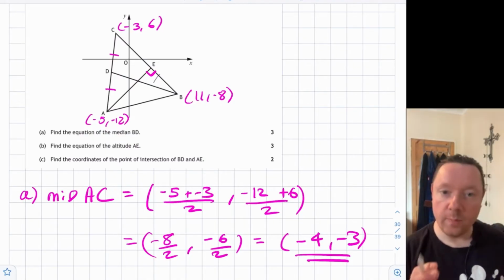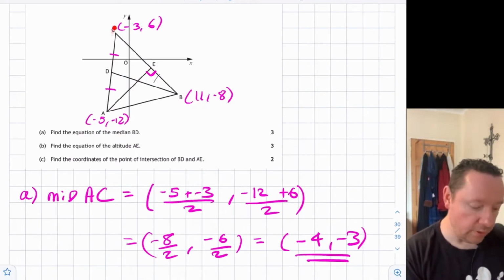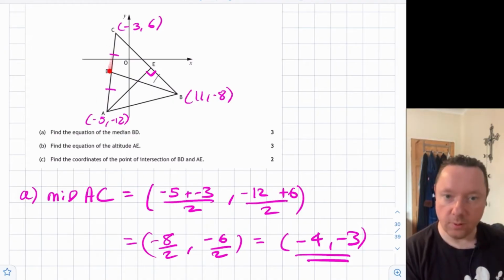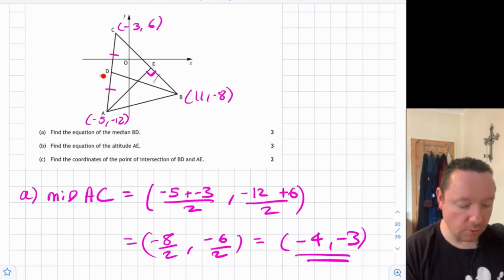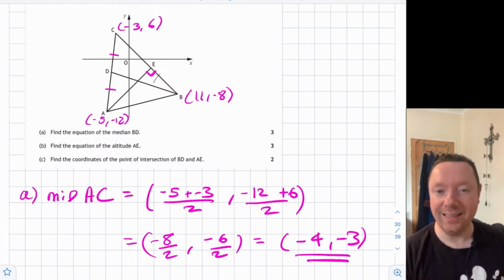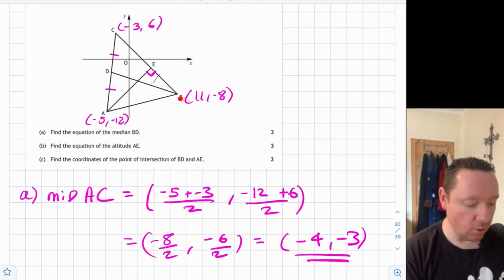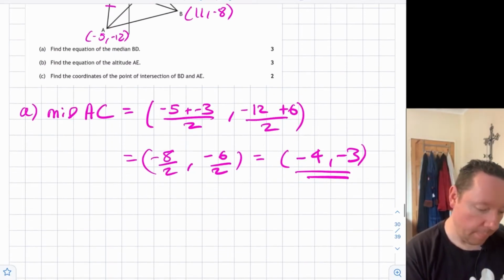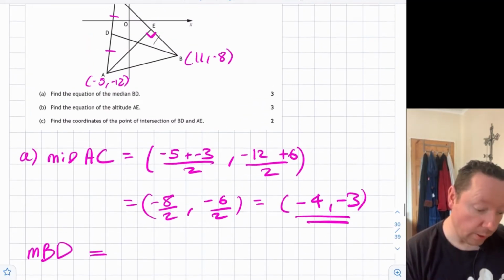Now notice a lot of people make this mistake. Do not work out the gradient of this line when you're doing medians. That's not going to help us. We want the gradient of the line we're actually doing. We want to work out the gradient of the other line when we're doing perpendicular. So it's not perpendicular, so it's the gradient of BD. So we want the gradient of B to D, D being our midpoint.